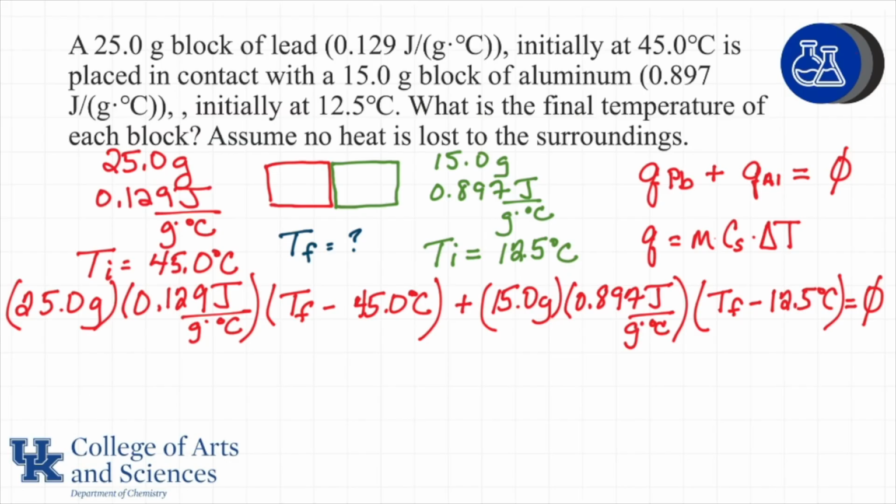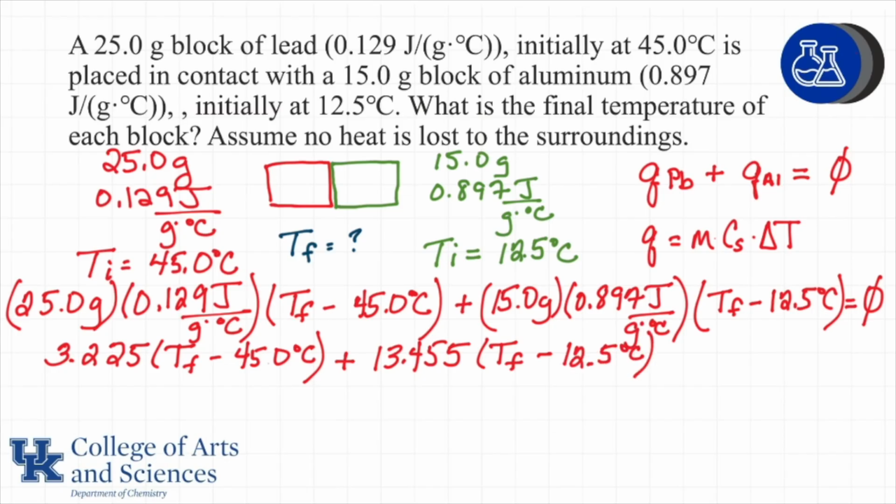And those add up to 0. At this point, we're really just dealing with an algebra problem. Now we need to solve for TF. The first thing I'm going to do is multiply my 25 by 0.129 and get 3.225 times TF minus 45 plus 13.455 times TF minus 12.5, and that equals 0.